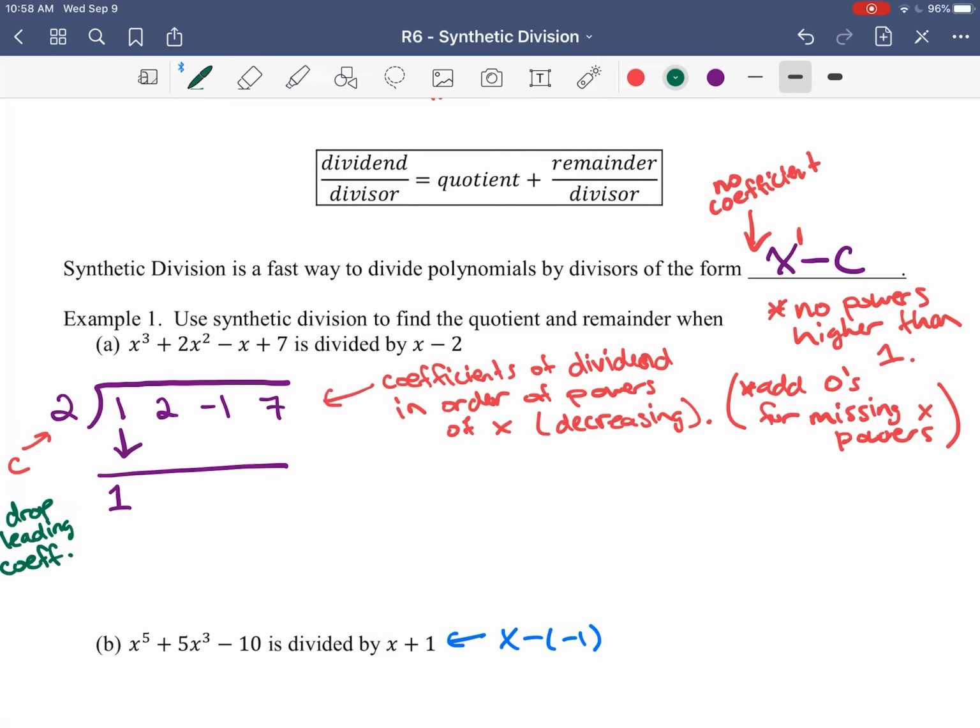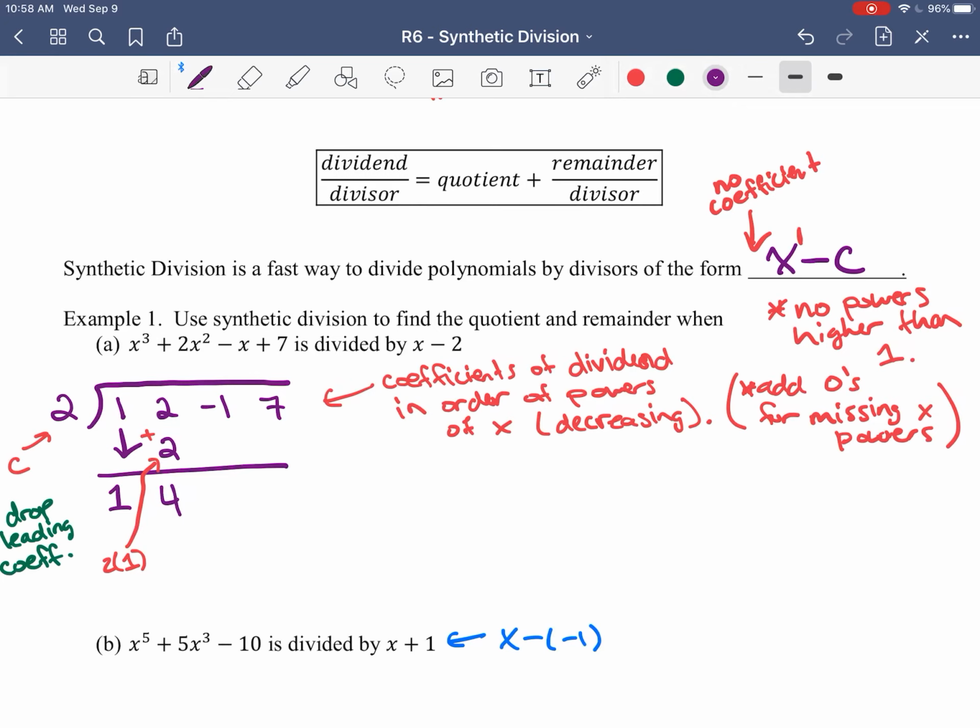Okay, and then we take our c, we multiply it by this coefficient here, and that's what goes here. So that's going to be a 2. What it is, it's our 2 times our 1. Then we add those numbers. So add column-wise, so vertically. So that's going to be a 4.